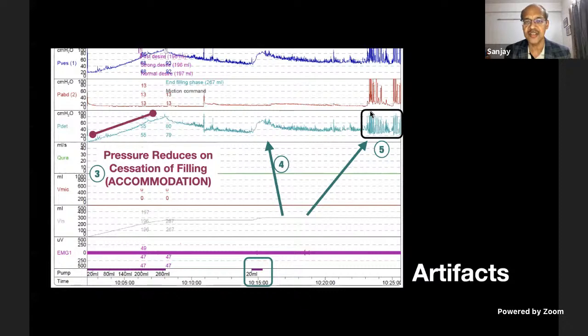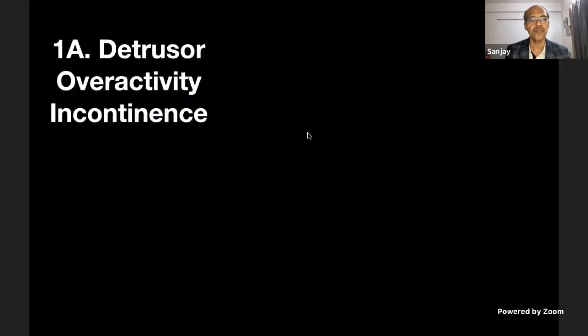And then when the patient tries to void, all these deflections that you see here during voiding, these are not volitional contractions. Such sharp changes in pressure can't happen because of detrusor, because detrusor is a smooth muscle and it takes time for smooth muscles to recruit. So whenever you see sharp rise and fall in pressure like this, it has to come from a skeletal muscle, not from a smooth muscle. And these are actually abdominal strain artifacts because of subtraction errors.